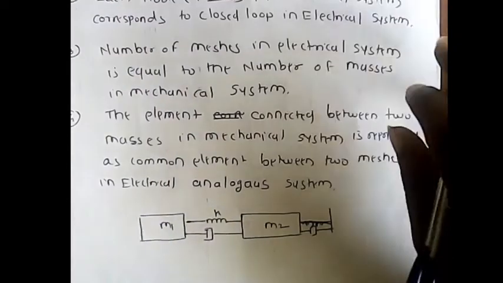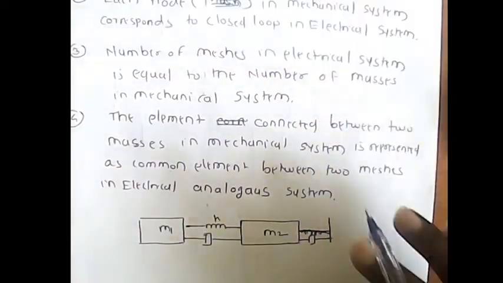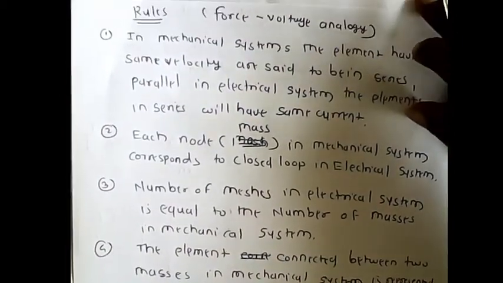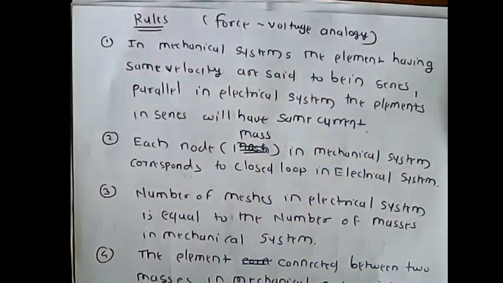We also define them. So see here, the basic rules while we convert a translation mechanical system into an electrical system by using the force-voltage analogy. There are 4 basic rules. In a mechanical system, the elements having the same velocity are said to be in series. In an electrical system, elements in series will have the same current.